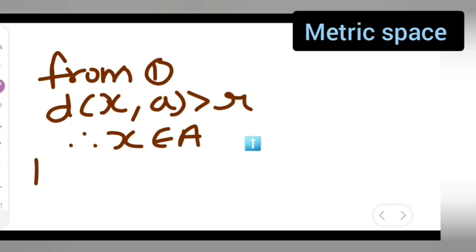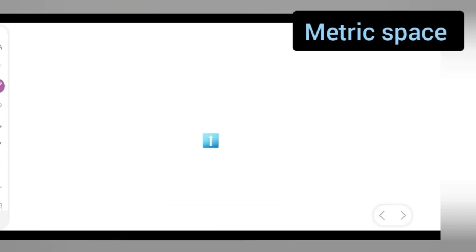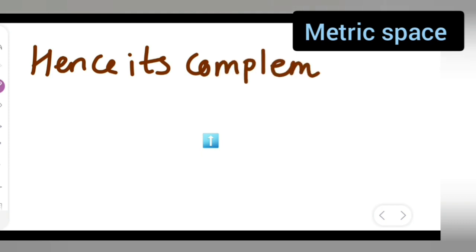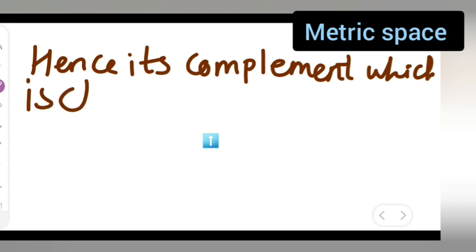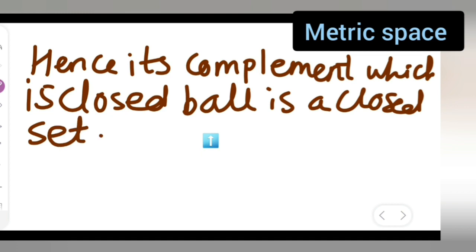Hence B epsilon of p is a subset of A. Therefore I will say that A is open. Hence its complement, which is the closed ball, is a closed set. So finally we proved that every closed ball in a metric space is a closed set.